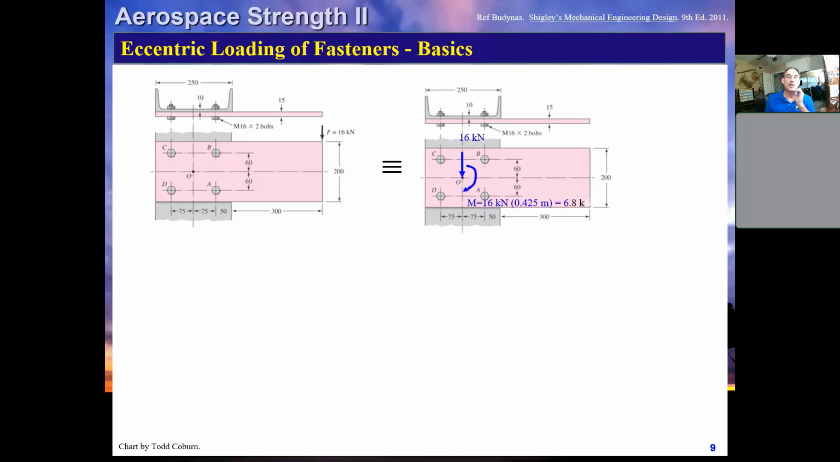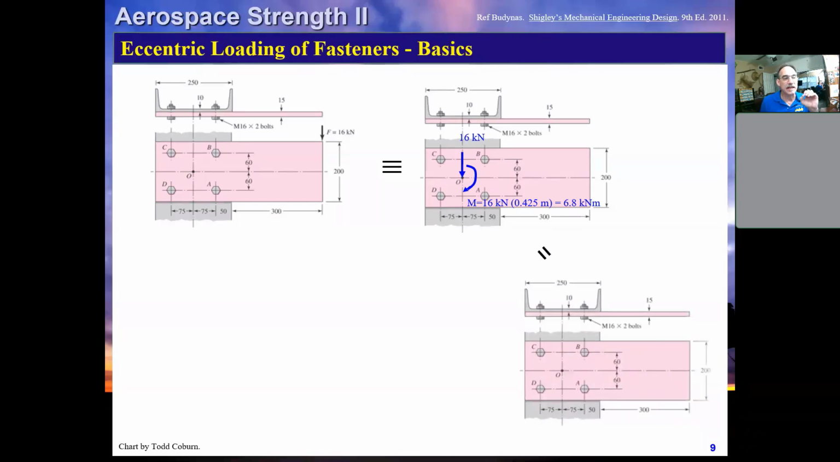Once we have that at the centroid, we also are adding, we can't just move forces without paying someone off. We pay it off by calculating our M equals P times e, and that tells us what our moment is. Now we have the equivalent force moment system at the centroid, and we're ready to start analyzing our fastener pattern.